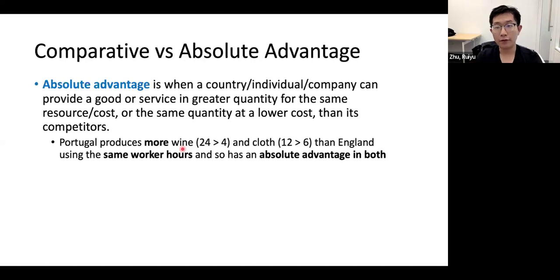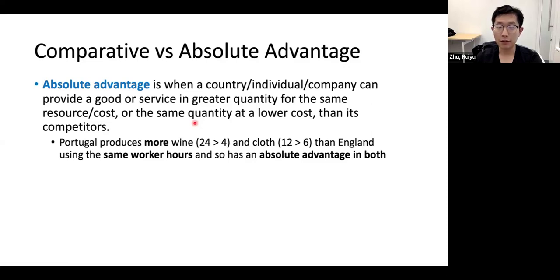Right. So if we have the opportunity cost and the productivity, we can define the absolute advantage and the comparative advantage. Firstly, let's talk about the absolute advantage. Absolute advantage means when a country or individual company can provide a good or service in the greater quantity for the same resource or cost, or the same quantity at a lower cost than its competitors. Then we say that this country will have an absolute advantage in this good.